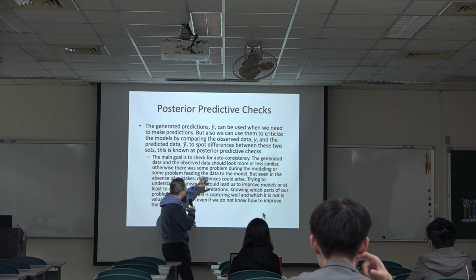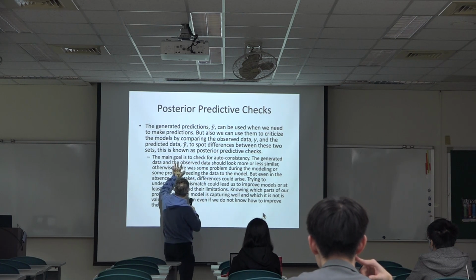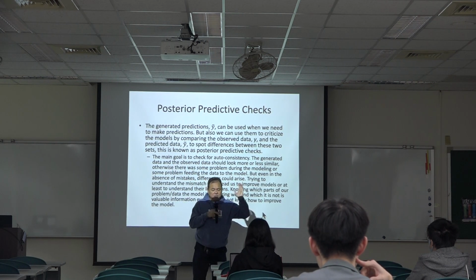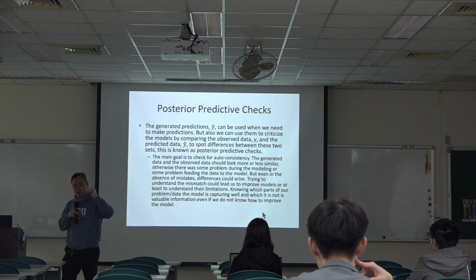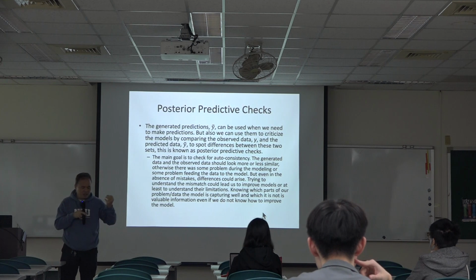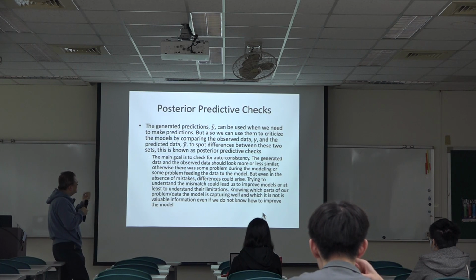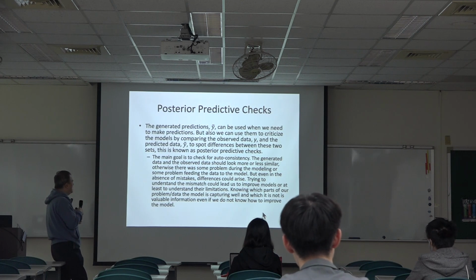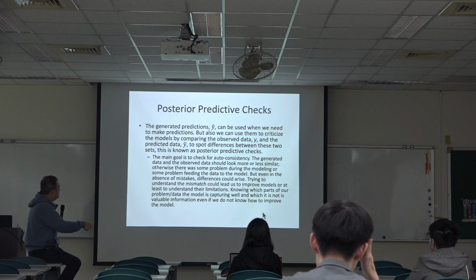So here we are checking the self-consistency of these two things. The predicted values, y hat, should be similar to your data points, y, similar in a certain aspect. They should look more or less similar.